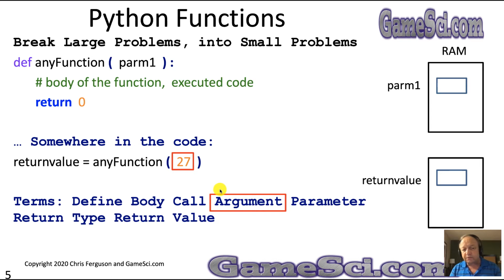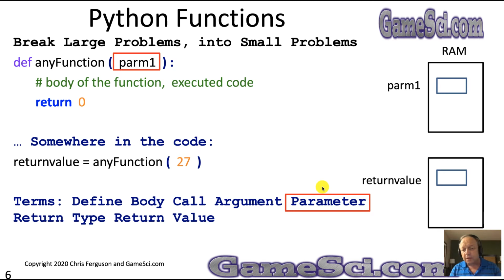An argument to a function is a value passed to the function in order that it may do its job. The value 27 is passed to the function as an argument, so the function uses that as input.